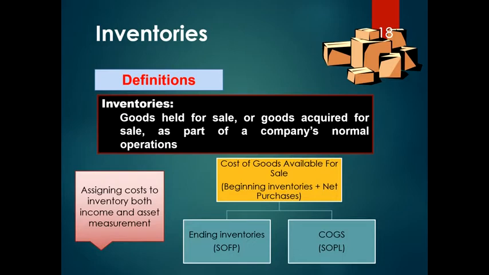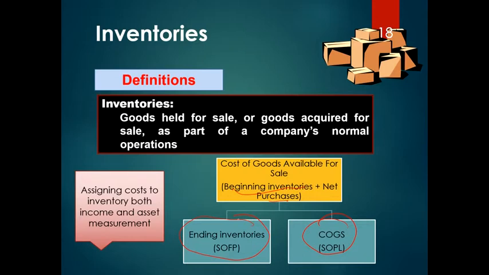The importance of costing methods for inventory valuation is due to their impact on net income and asset valuation. Inventory costing methods are used to allocate the cost of goods available for sale, that is the beginning inventories plus net purchases, between either cost of goods sold, that is an expense in the statement of profit and loss, or ending inventory, that is a current asset, which will be recorded on the statement of financial position.